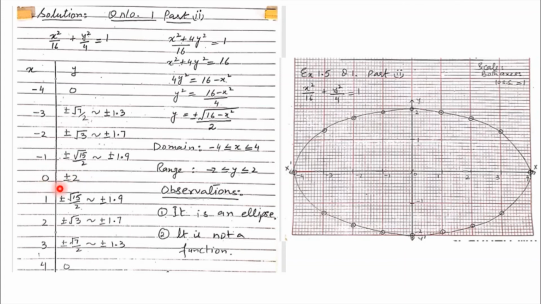At x equals 0, y equals plus minus 2. At x equals 0, y equals 2, y equals minus 2. At x equals 1, it is plus minus 1.9. At minus 1, it is plus minus 1.9. So you can see here, at x equals 1, this is 1, count 9 more squares and you get 1.9. This is minus 1, count 9 more squares and this is minus 1.9. Similarly at x equals minus 1, this is 1 and 9 more squares, 1.9, and this is minus 1, 9 more squares, minus 1.9.